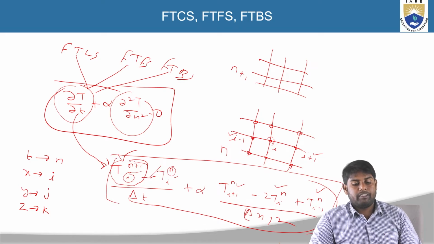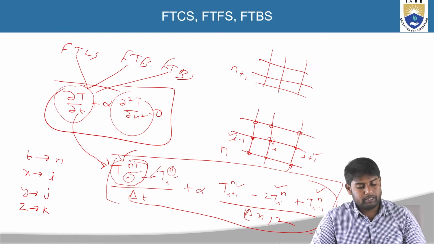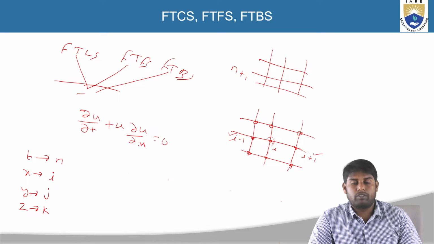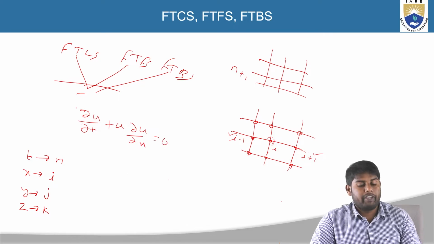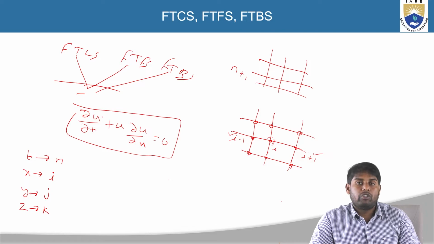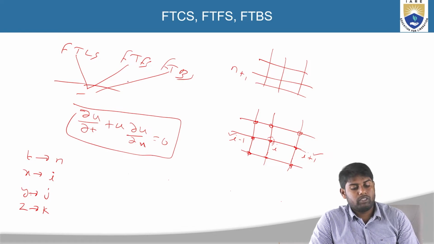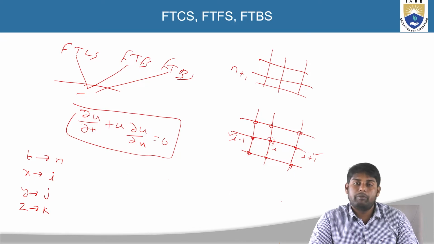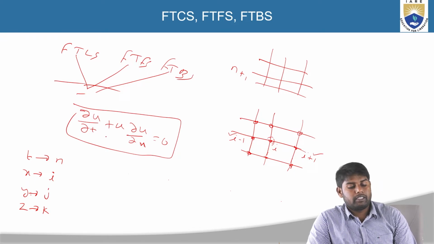So let's see forward in time and forward in space. Let's take a 1D wave equation, which is dou u by dou t plus a into dou u by dou x, equal to 0. This is a 1D wave equation, where you will be seeing FTCS, FTFS, FTBS. Let's see this one.